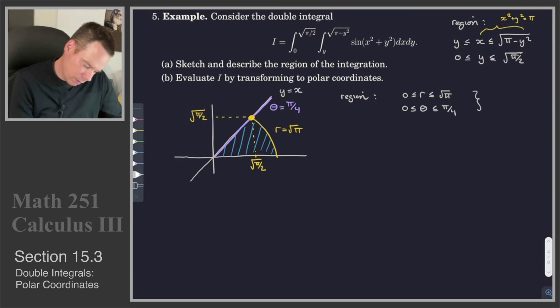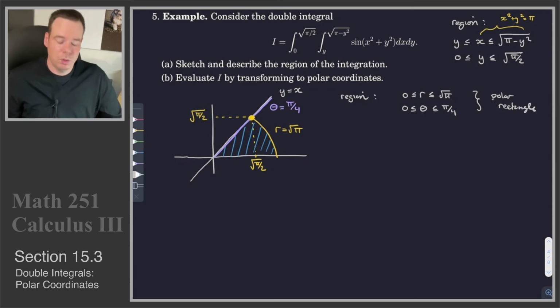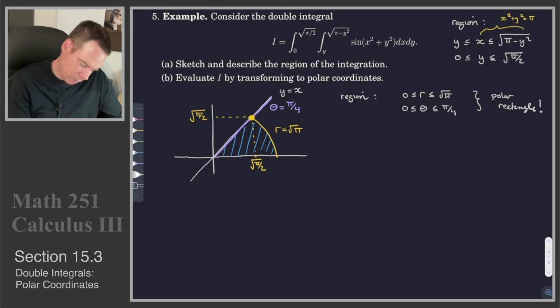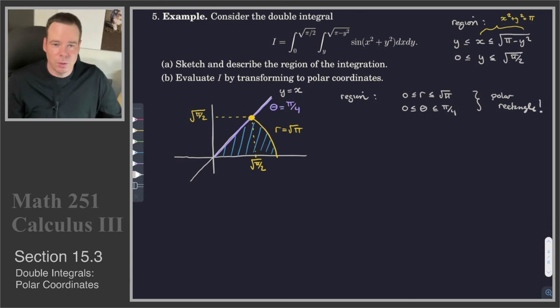And the nice thing about this is a polar rectangle. Right? The r value is trapped between two constants, the theta value is trapped between two constants. Maybe that's worth putting an exclamation mark there. Polar rectangle! That means when we set up our integral in polar coordinates, we've got upper and lower limits of integration that are all constants. So nice things to integrate over, integrating over rectangles. In this case, the switch to polar coordinates gave us a polar rectangle to integrate over.